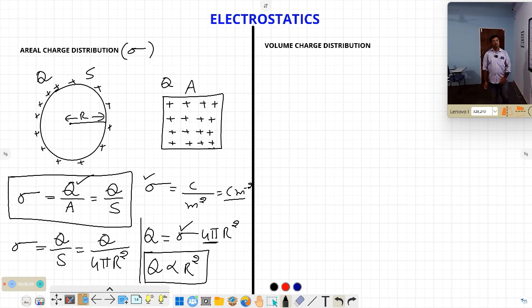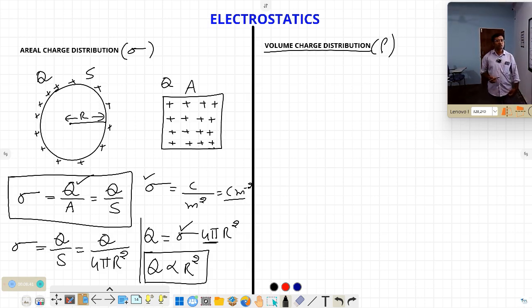The volume charge distribution we indicate with rho. This is the distribution where the body has volume. You take a cube, it contains volume; you take a solid sphere, it contains volume. A solid cone, if you take, has volume. So whenever you take bodies with a certain volume, that means where the particles are distributed along the volume, in those cases if you give charges to that, the charges will be accumulated throughout the complete volume of the body.